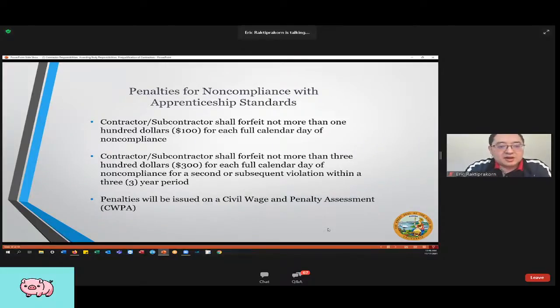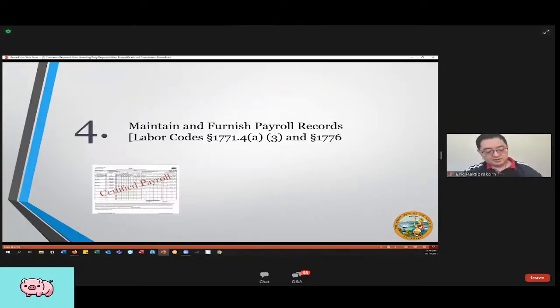So there are penalties for non-compliance with apprenticeship standards. Contractors shall forfeit not more than $100 for each full calendar day of non-compliance, and contractors shall forfeit not more than $300 for each full calendar day of non-compliance for a second and subsequent violation within a 3-year period. And like the penalties we discussed before, penalties will be issued on a civil wage or penalty assessment. Next slide, please.